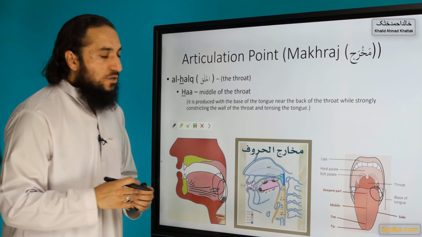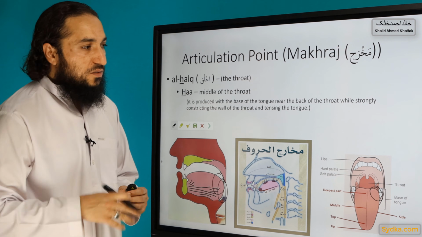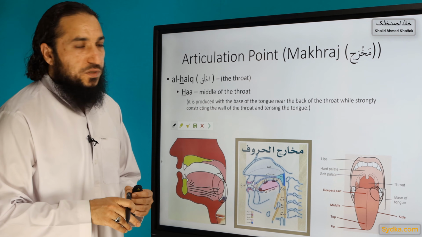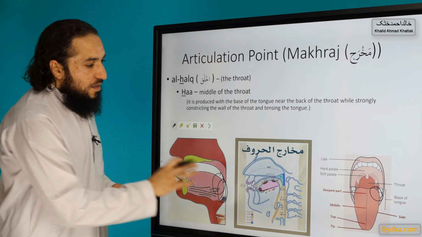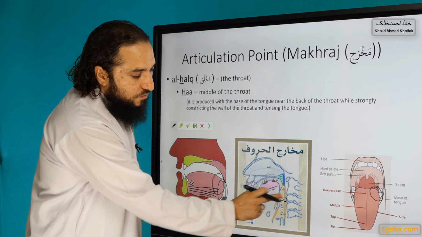It's very difficult to pronounce for some people, especially for English speakers, because there's no equivalent letter or sound in English. So again, it is one of the throat letters. It is pronounced from the middle of the throat.